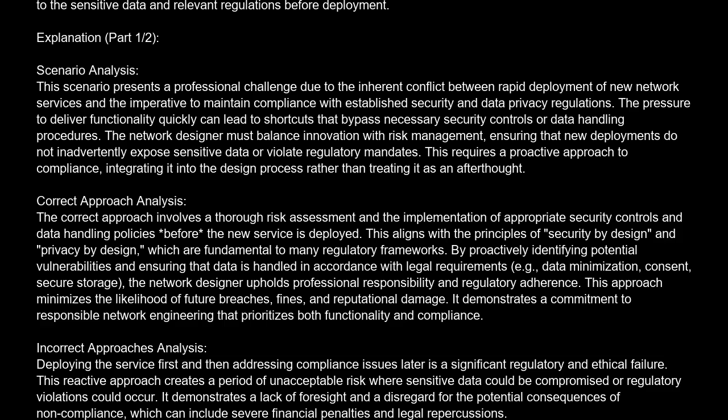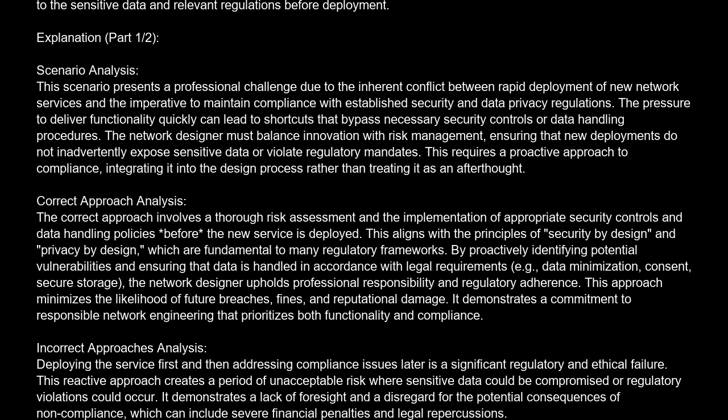Scenario analysis. This scenario presents a professional challenge due to the inherent conflict between rapid deployment of new network services and the imperative to maintain compliance with established security and data privacy regulations. The pressure to deliver functionality quickly can lead to shortcuts that bypass necessary security controls or data handling procedures. The network designer must balance innovation with risk management, ensuring that new deployments do not inadvertently expose sensitive data or violate regulatory mandates. This requires a proactive approach to compliance, integrating it into the design process rather than treating it as an afterthought. Correct approach analysis.